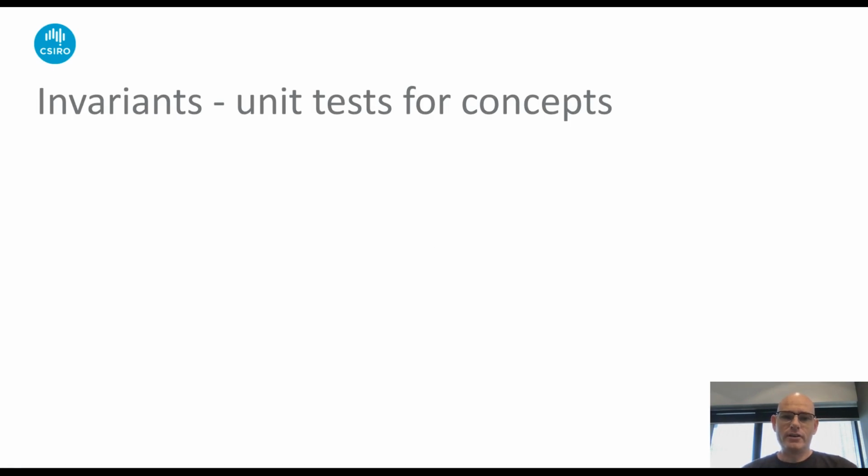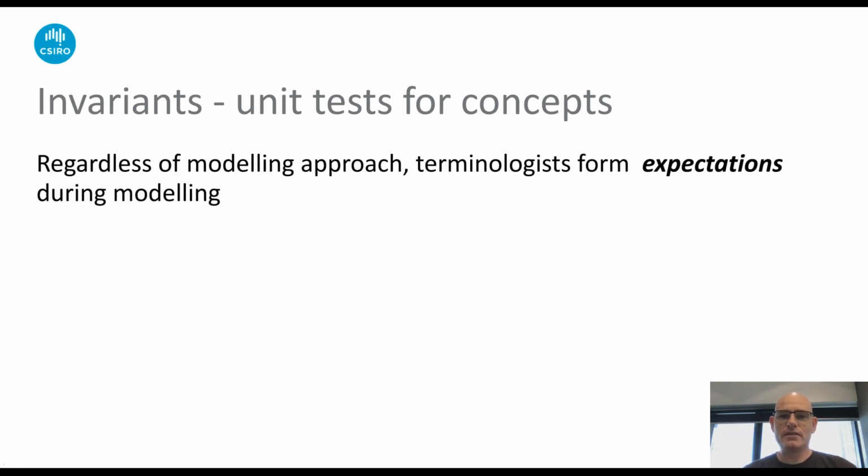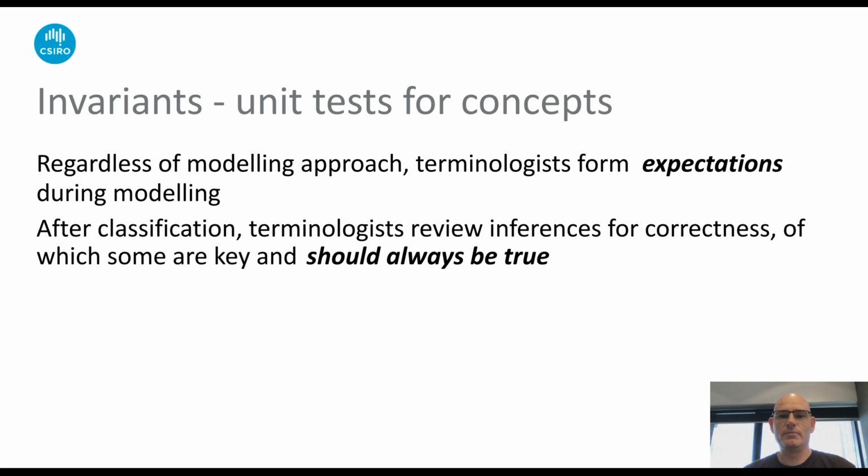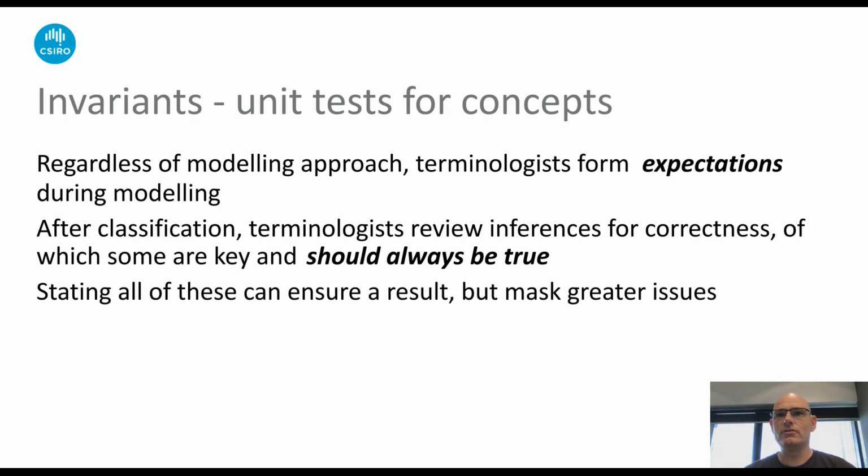So having a look at an example of the invariants. The idea is that they're unit tests for concepts, essentially. So regardless of the modelling approach that terminologists use, they do come into the process with expectations that are formed during the modelling. After classification, terminologists will review those inferences, and they'll often form opinions then about whether those inferences are correct or incorrect. And they form another thing that you can check later on.